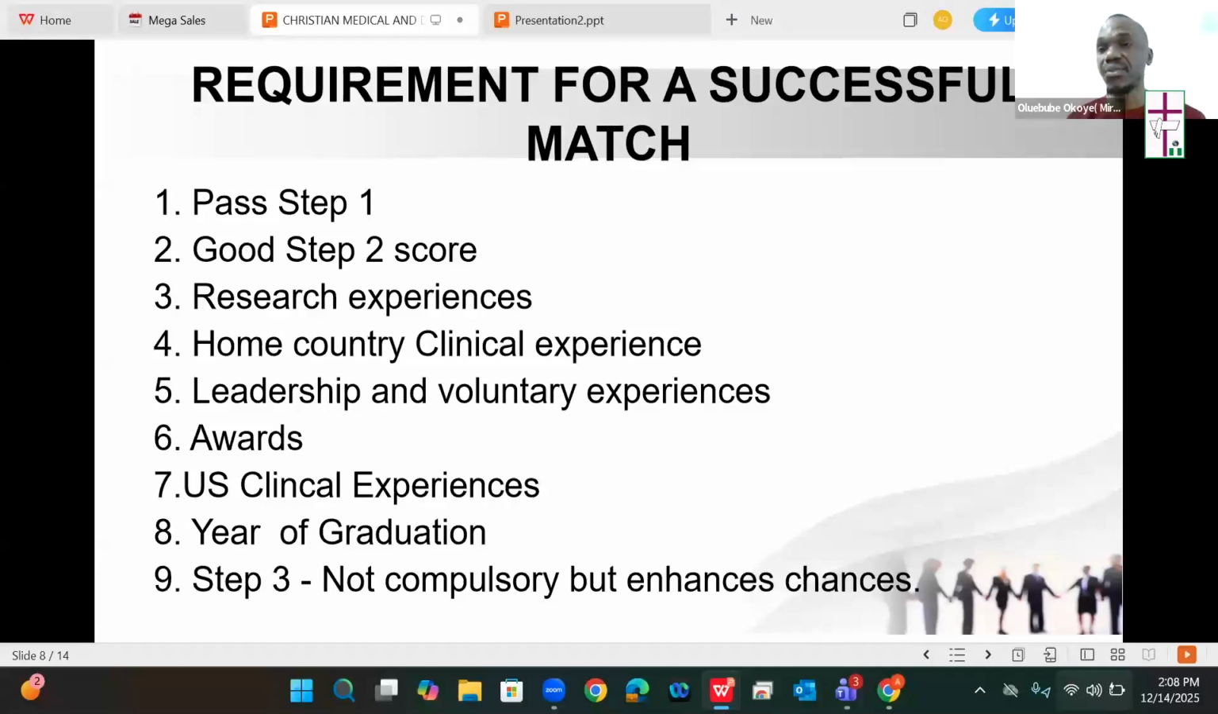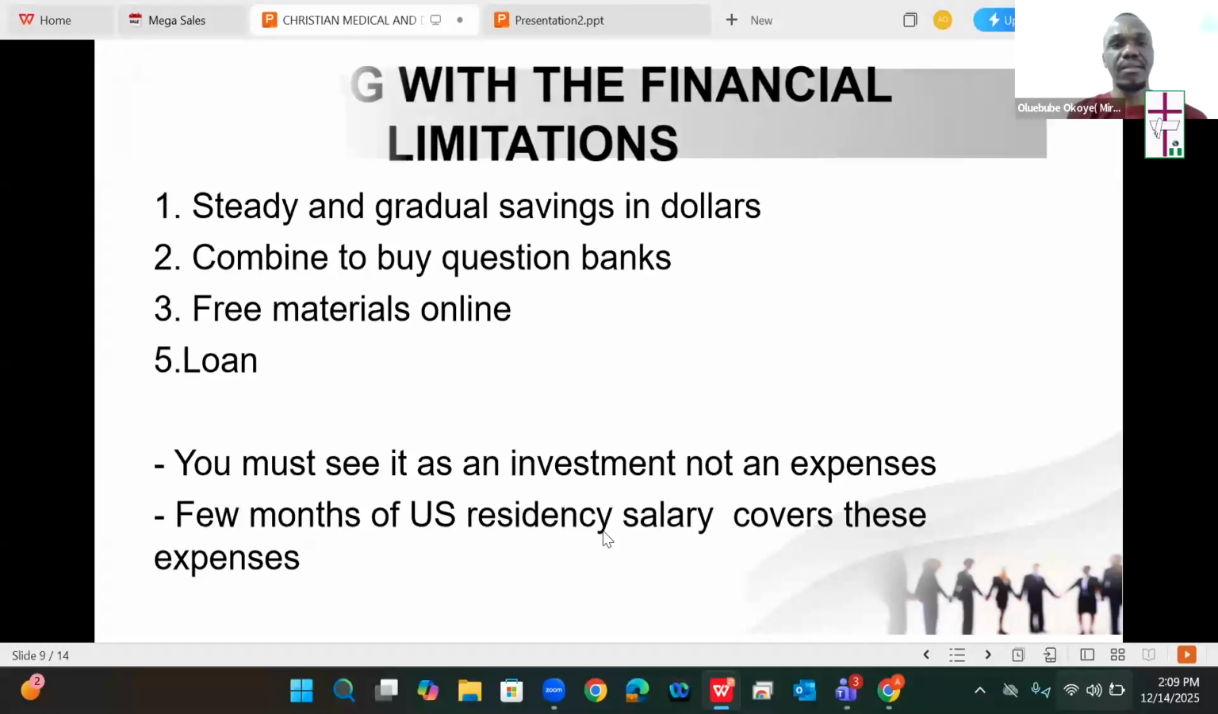Then Step 3 is not compulsory, but it enhances your chances. It's not compulsory because you can actually start residency without Step 3. But to enhance your chance means that, yes, programs prefer those that have Step 3 because they know that you are not distracted when you start residency, preparing for Step 3. Secondly, Step 3 can also influence your visa type. For those with Step 3, you can decide to go for the H1B visa rather than the J1 visa, which is somehow better. Without Step 3, you cannot apply for the H1B visa. So that's the only difference between Step 1 and the rest.